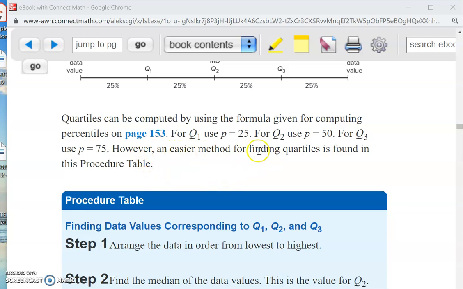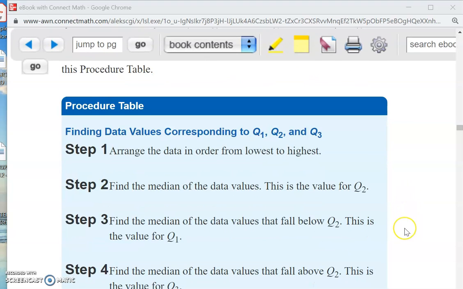However, he's saying, hey, here's an easier method for finding the quartiles. So you understand what quartile means, right? Like a quarter is 25 cents. That's 1/4 of a dollar. So that's kind of the same idea here. Each of these are quartiles. They're a quarter of the entire range of data.